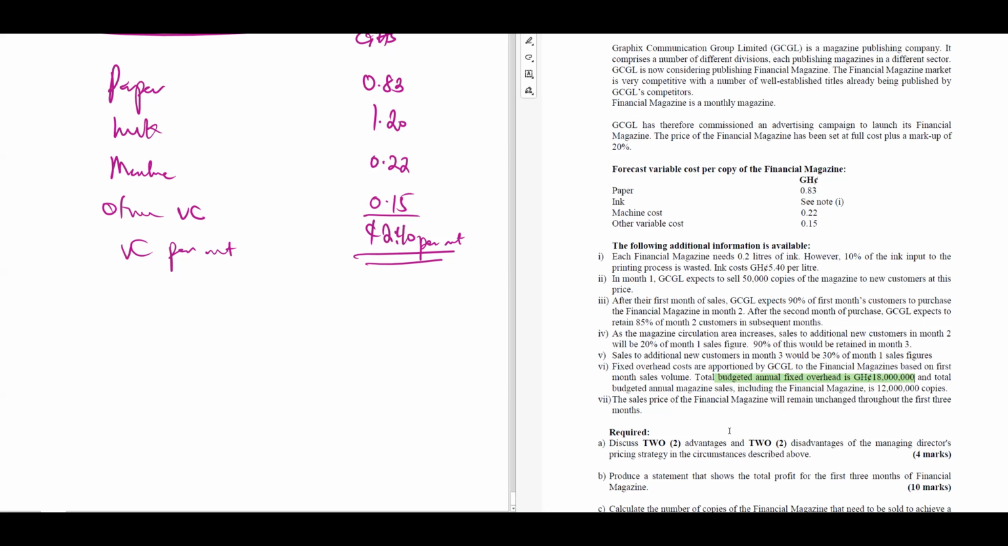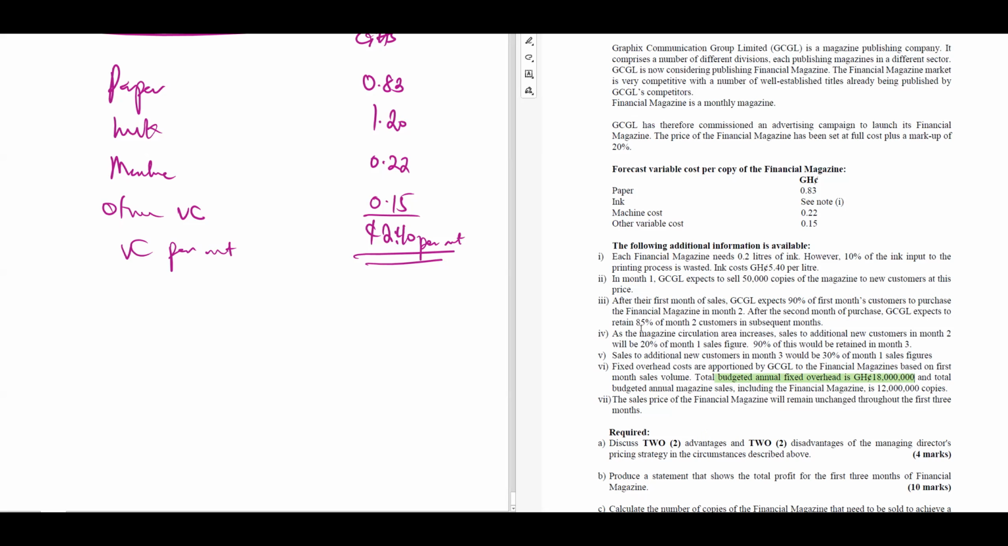Budgeted annual fixed overhead. So let's see. We need full cost. We need to get our selling price, right? So the annual budgeted fixed overhead is 80 million. So if we like, we can use everything on this. But it is full cost plus markup of 20%. And then we are using what? The fixed costs are apportioned to the financial magazines based on the first month sales volume.